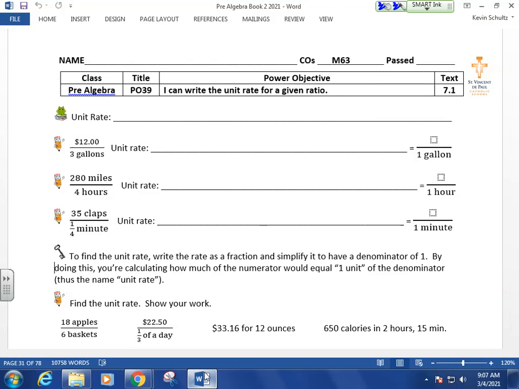We already have the notes filled out for this top section, but it's been a couple days, so it's worth going over a second time. Basically, we'll start with, if our objective is to write a unit rate for a given ratio, what is a unit rate?